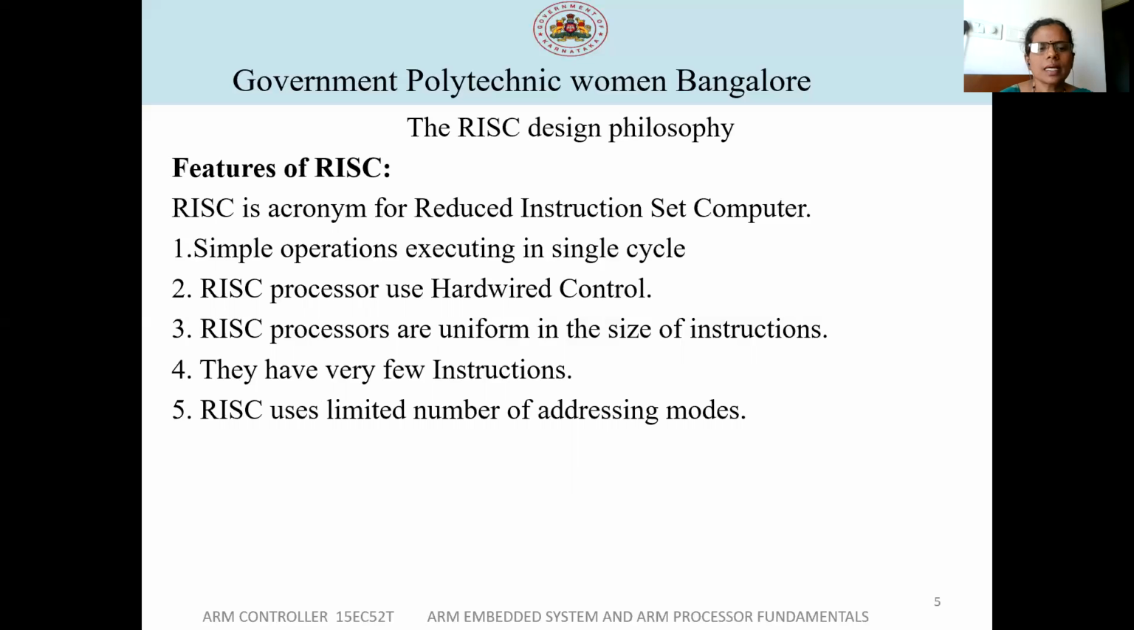RISC processors are uniform in the size of the instructions. All the instructions have uniform size. The fourth feature is they have very few instructions, and RISC uses a limited number of addressing modes. The addressing modes and the instructions we'll study in the later sessions.